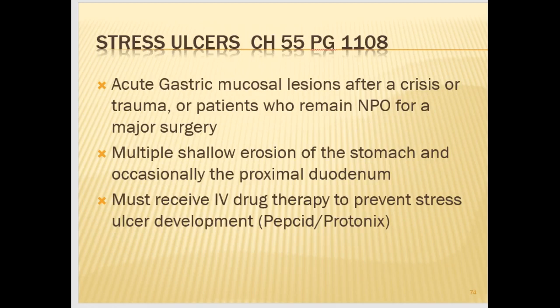As you read about stress ulcers, I want you to look at the third bullet point here. They must receive IV drug therapy to prevent stress ulcer development. Sometimes they get Pepcid IV or Protonix IV. We know that these medications help block the acid. Remember, look it up, proton pump inhibitor. Stress ulcers are multiple shallow erosions of the stomach and occasionally the proximal duodenum. Sometimes in school we feel like we are developing stress ulcers, but we have to keep moving.